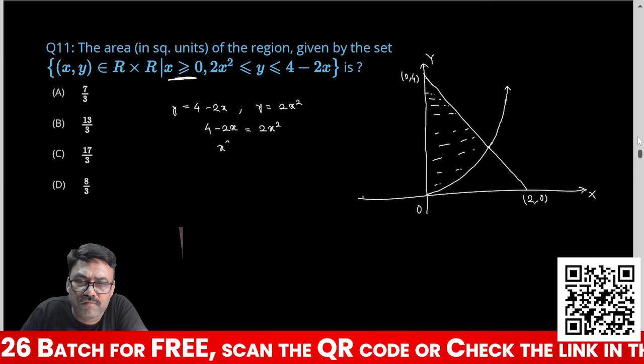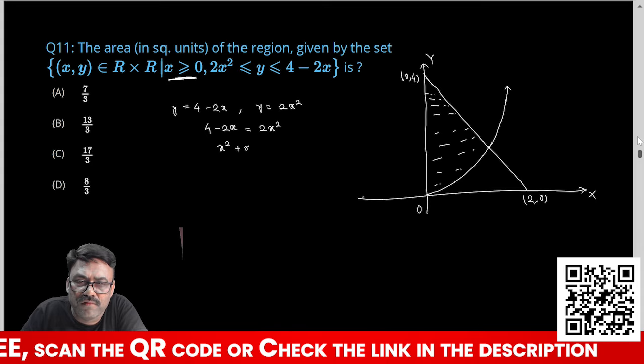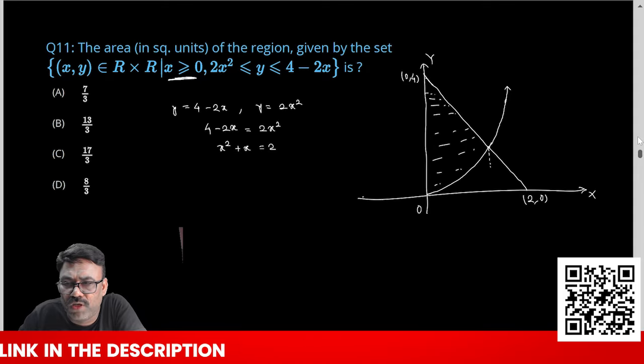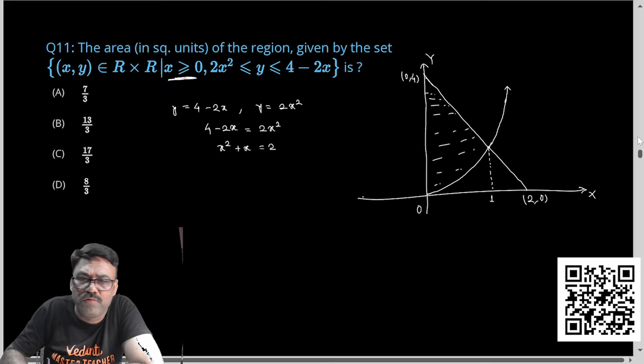So if I solve this line 4 minus 2x with the parabola 2x square, I'm getting x square plus x is equal to 2. So of course x is 1 here. So this is actually 1.